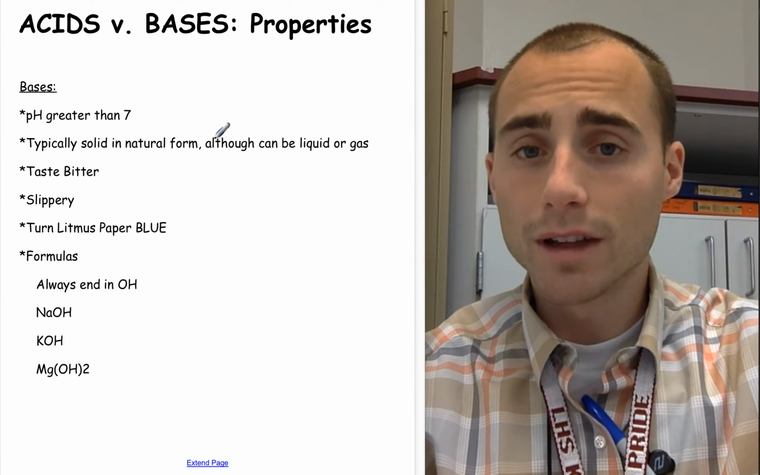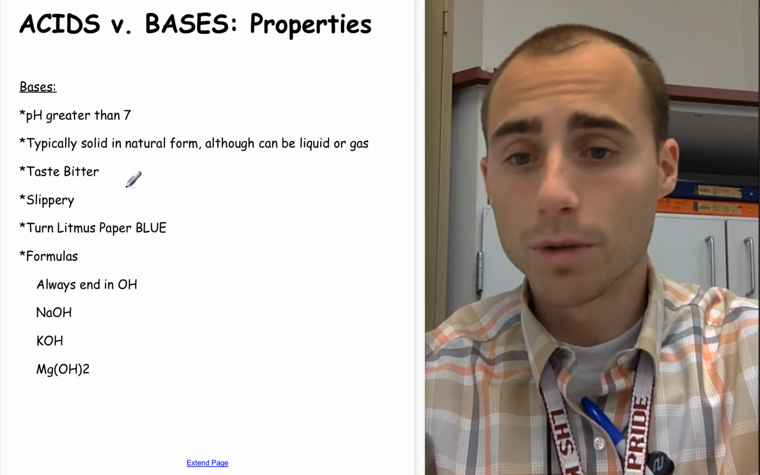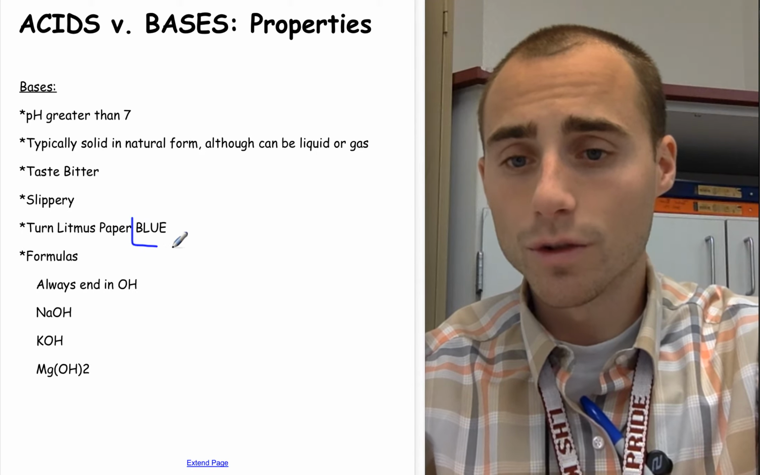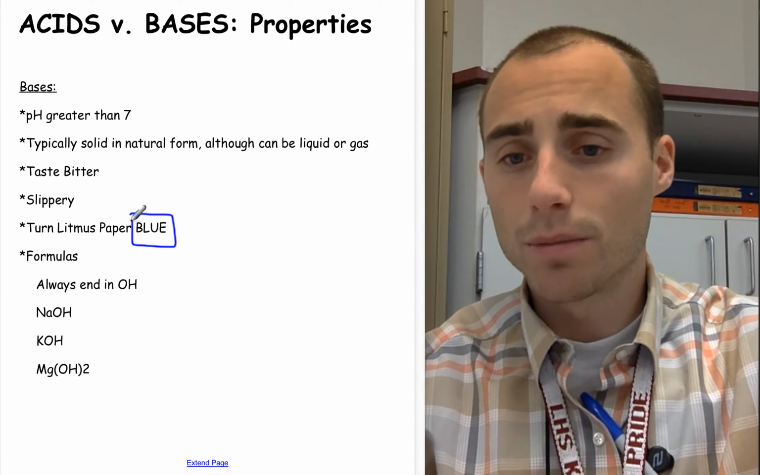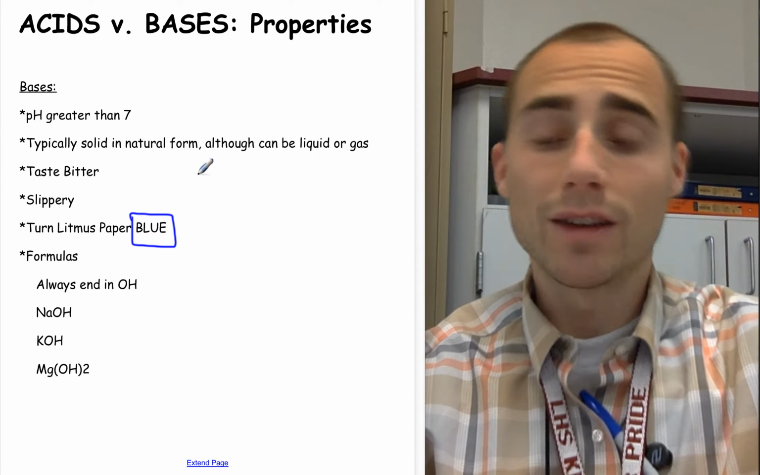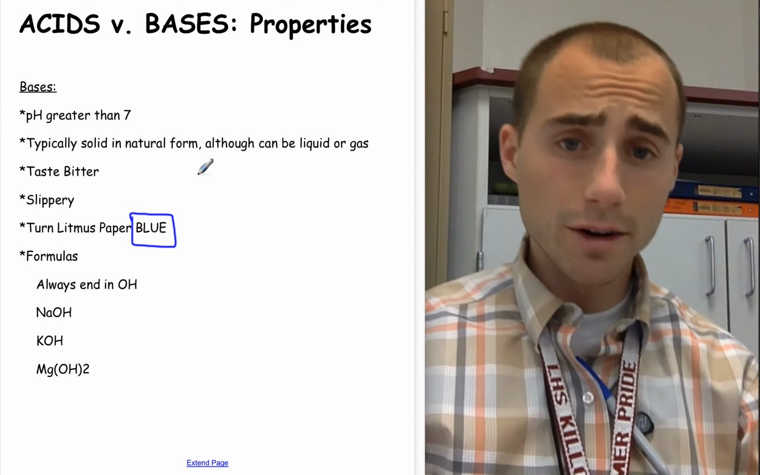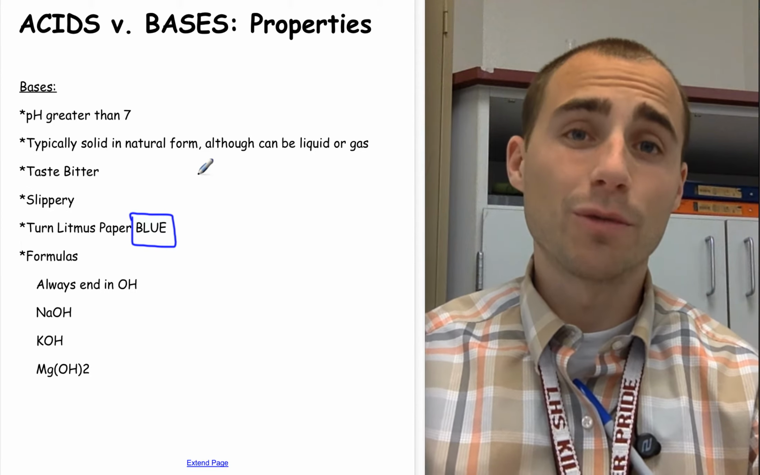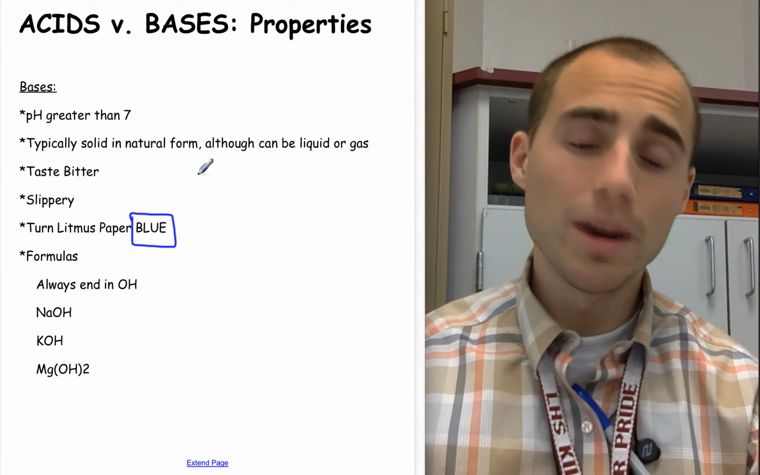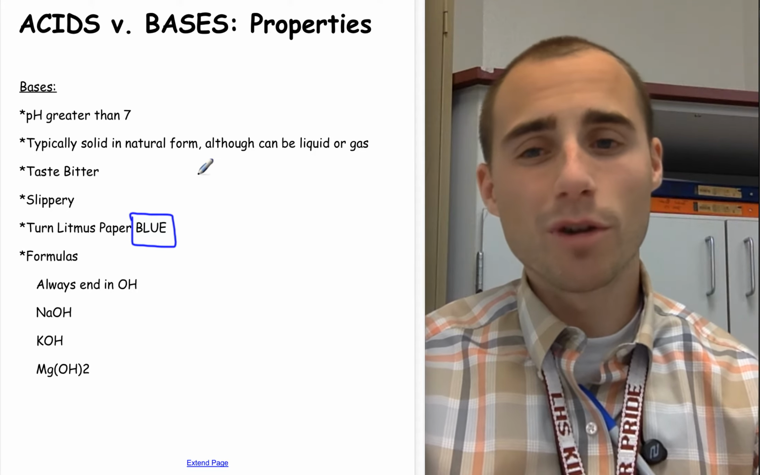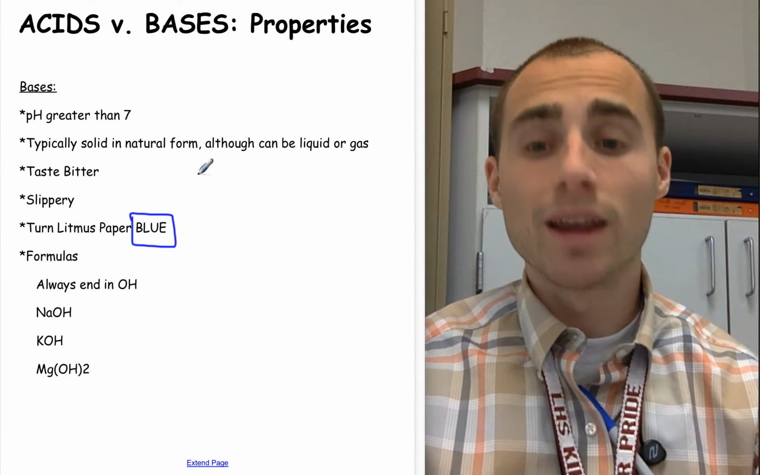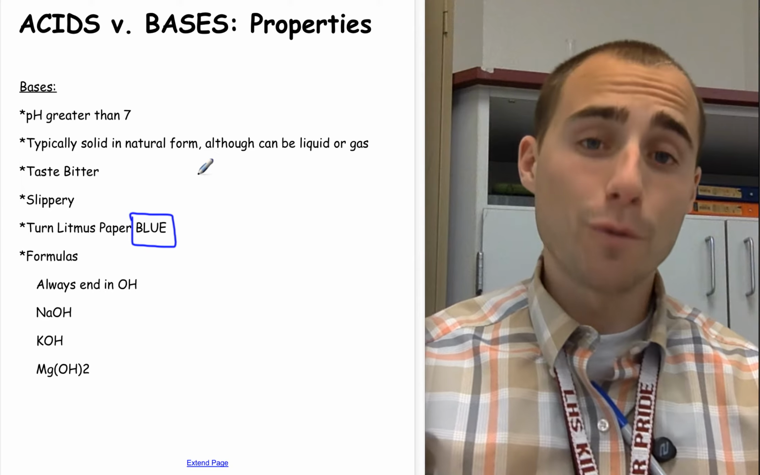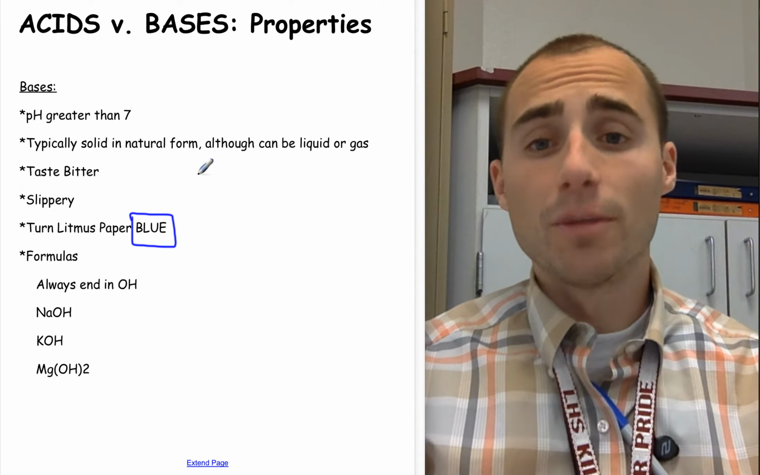They are going to turn litmus paper blue. So when we put that paper into a solution, if it comes out blue, then it is going to be basic. Now the stronger the blue color, if it's really, really blue, that means it's really, really basic. If it's really light blue, like it's barely turning blue, that means it's basic, but it's probably more around an 8 or a 9. If it's really blue, that probably means it's a 14, because the higher the number, the more basic it is.